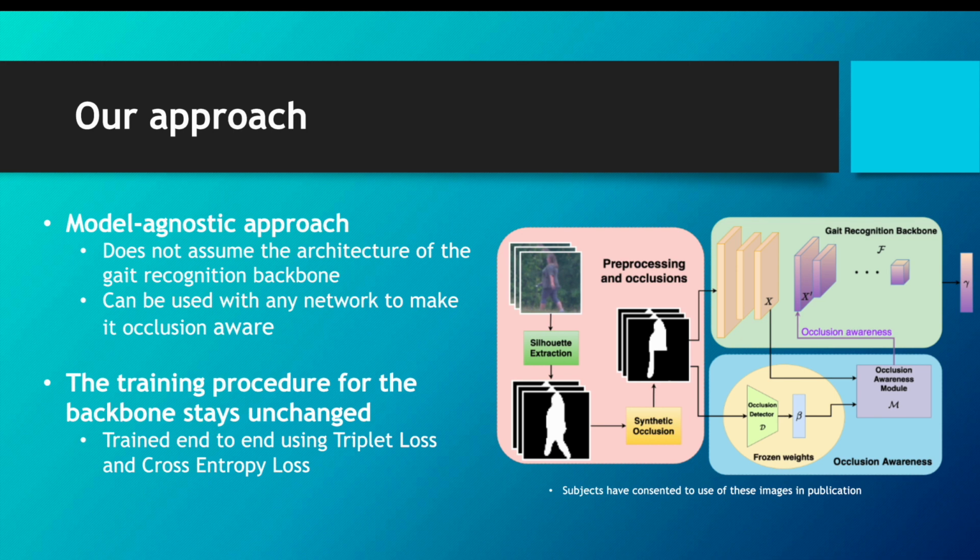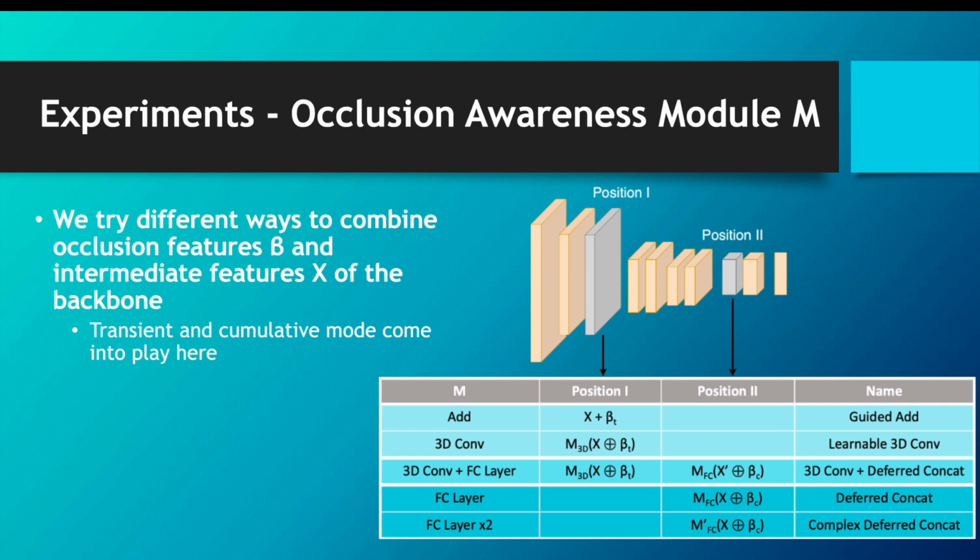And this approach is model agnostic, as in we don't make any assumptions about the architecture of the backbone, so it can be used with any network, and the training procedure of the backbone stays unchanged. So whatever original settings have been designed for the backbone, we use the same settings. Anyway, we are not training the occlusion detector. So what does the occlusion awareness module do? Its aim is to combine the intermediate features of the backbone with occlusion aware features beta. And this is where the transient and cumulative modes of the occlusion detector come into play. So what we do is, for our experiments, we pick two positions within the backbone.